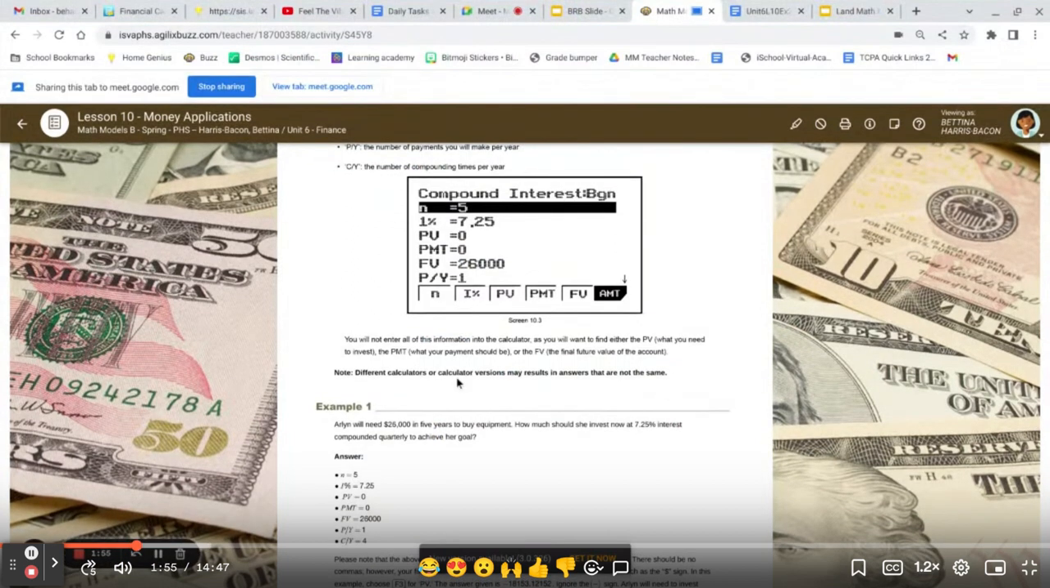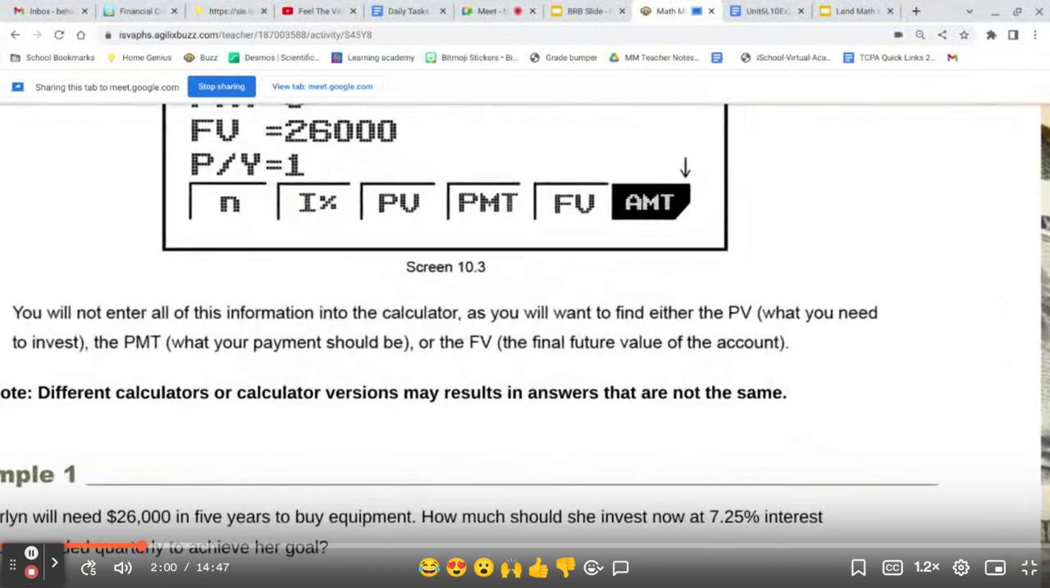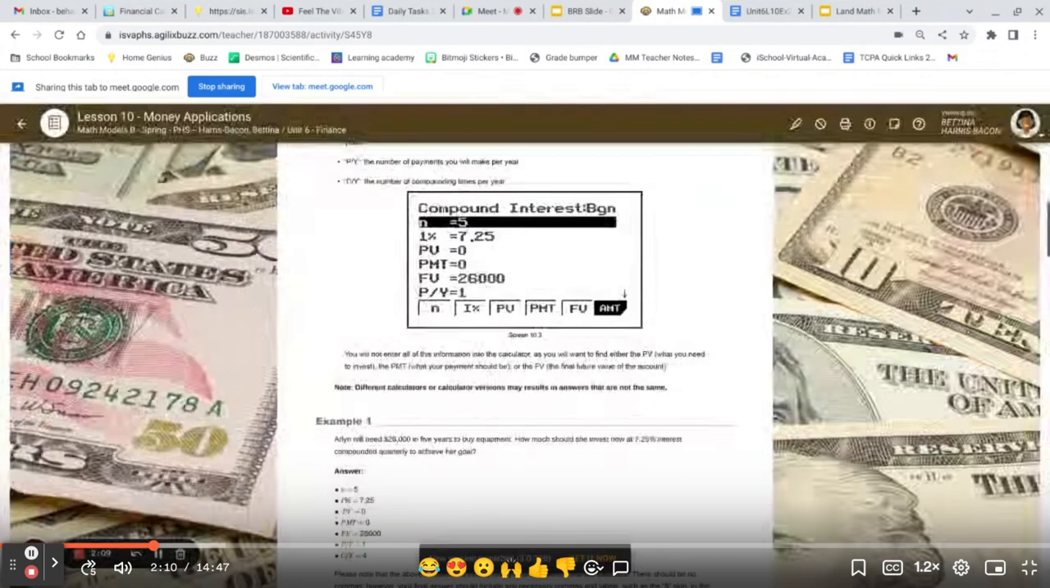But notice on here, I want you to take note of this, and I'm zooming in here. Note, different calculators or calculator versions may result in answers that are not the same, okay? So sometimes we're going to work some problems, and the numbers aren't going to be exactly the same as what they got. And I know that's hard because it's like, well, how do I know if that answer is correct or if it's not correct?